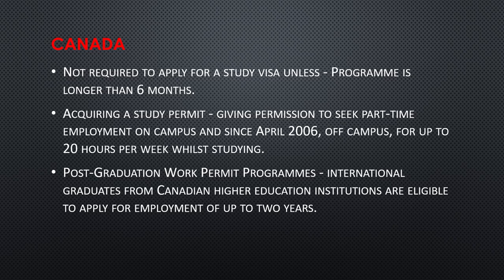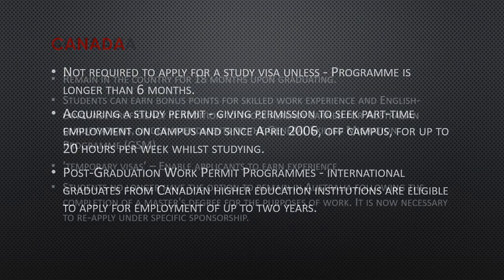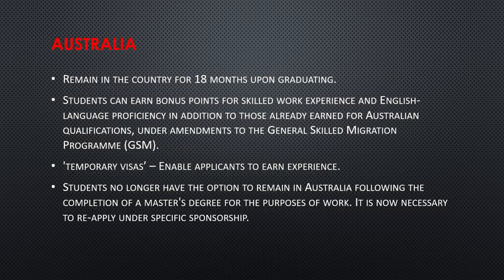Under the post-graduation work permit programs, international graduates from Canadian higher education institutions are eligible to apply for employment of up to 2 years. Now, moving on to the last one, that is Australia. In addition to Australia's point system, which encourages skilled migration, regulations allow all international students completing an Australian degree to remain in the country for about 18 months upon graduating.